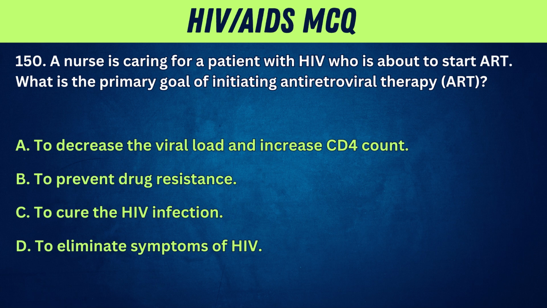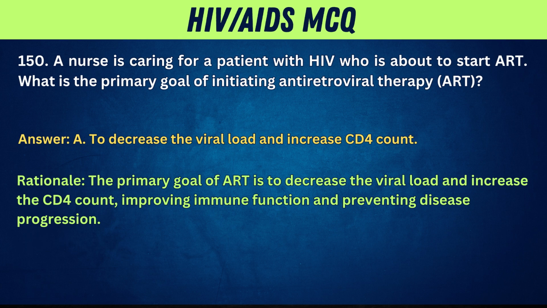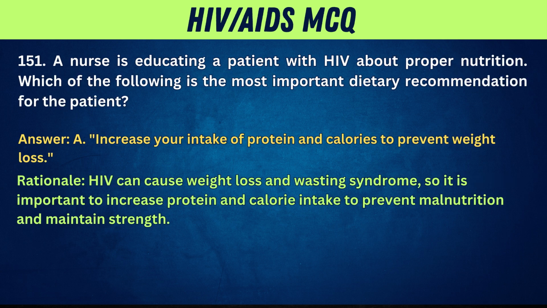150. A nurse is caring for a patient with HIV who is about to start ART. What is the primary goal of initiating antiretroviral therapy, ART? A. To decrease the viral load and increase CD4 count. B. To prevent drug resistance. C. To cure the HIV infection. D. To eliminate symptoms of HIV. Answer: A. To decrease the viral load and increase CD4 count. Rationale: The primary goal of ART is to decrease the viral load and increase the CD4 count, improving immune function and preventing disease progression.